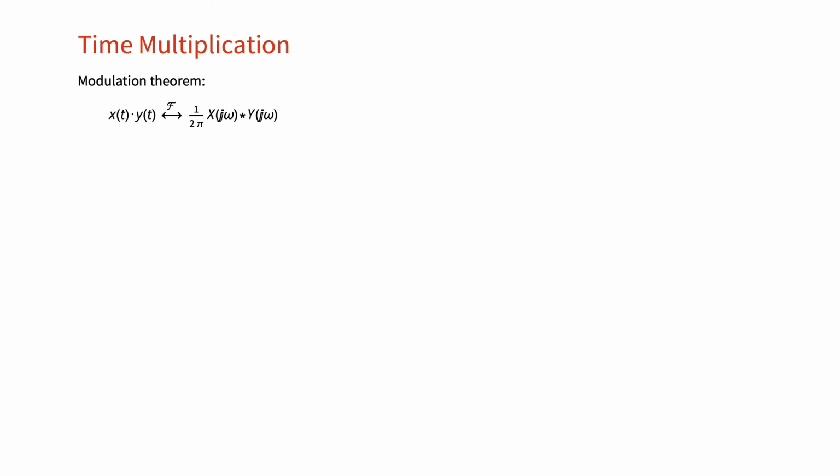The next theorem is called the time multiplication, also known as the modulation theorem. If you have two signals x of t and y of t, the Fourier transform of their product x of t times y of t in the frequency domain will be 1 over 2 pi times the convolution of their Fourier transforms.